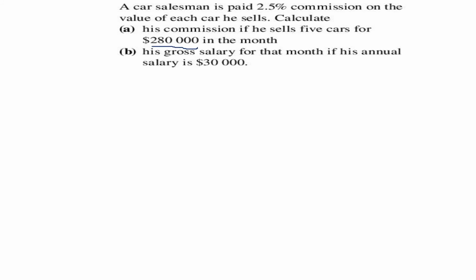Sorry, 2.5%, and then we just multiply that by 5 because apparently these 5 cars they sold were all at that price. So simple maths. So 2.5, we could see this as a percentage question. So 2.5 divided by 100 multiplied by 280,000. So this will tell us how much commission he received.